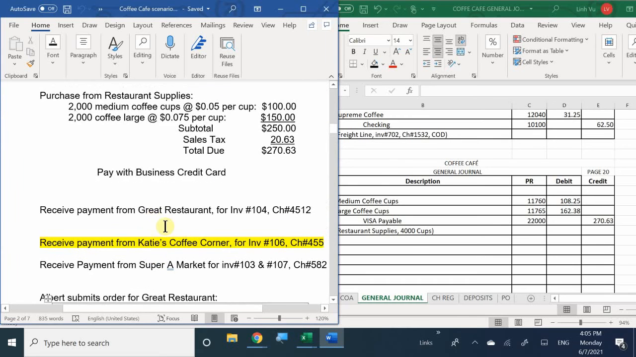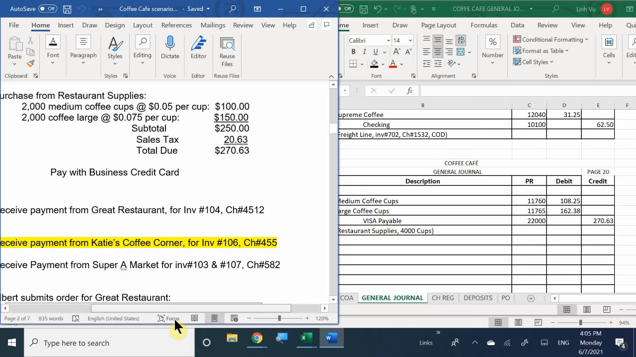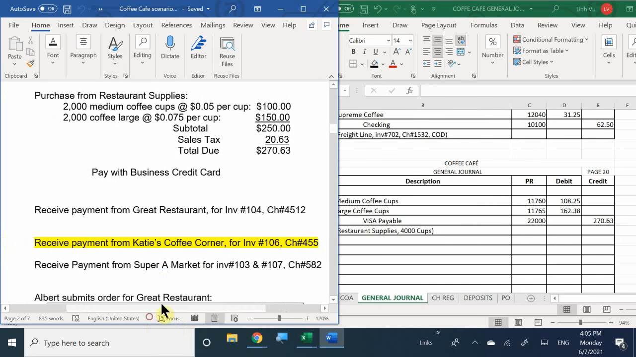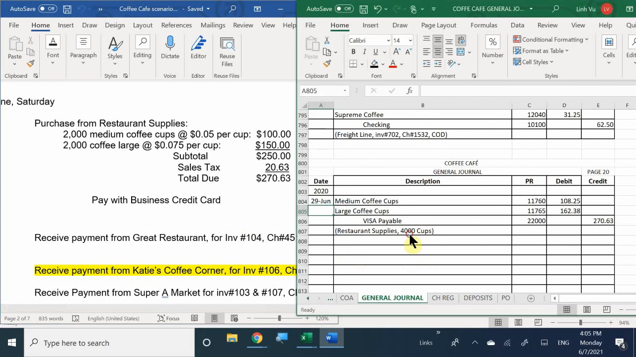So, last but not least, we received a payment from Great Restaurant for invoice number 104 with the check number 4512. If no one's up for it, I would love to take a shot. Go for it. All right. So it's going to be 29. So it's going to be checking and accounts receivable. Good, right? All right, checking.